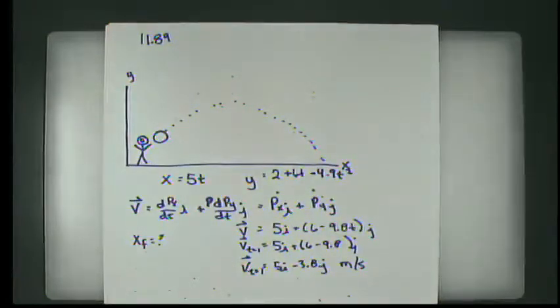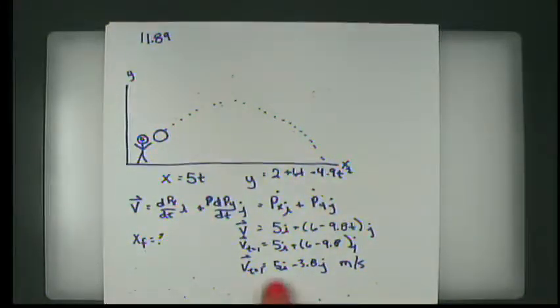Now, if we wanted to find the speed, we could do that. We could take this number and square it, this number square it, add them together, take the square root. And we could also find the direction because we have 5 in the x direction and negative 3.8 in the j direction. Now, the 5 in the x direction is going to remain constant, right? But the velocity in the y direction is going to change. It's going to be positive, it's going to be 0, it's going to be negative. All right?